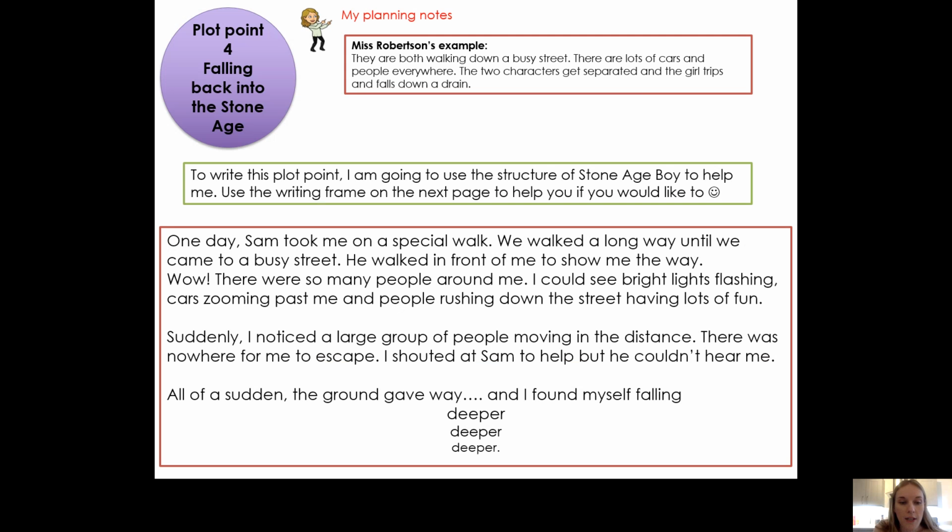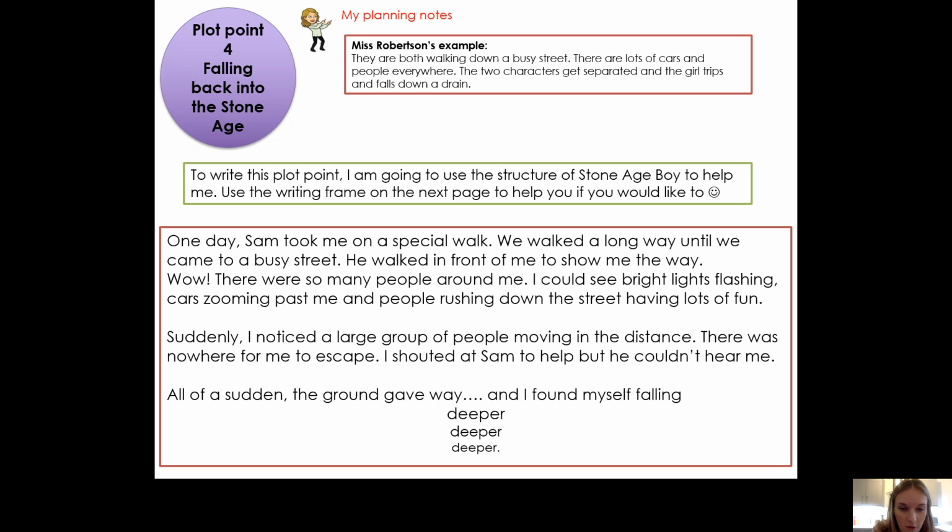Okay, so one day Sam took me on a special walk. We walked a long way until we came to a busy street. He walked in front of me to show me the way. Wow, there were so many people around me. I could see bright lights flashing, cars zooming past me, and people rushing down the streets, having lots of fun. Suddenly, I noticed a large group of people moving in the distance. There was nowhere for me to escape. I shouted at Sam to help, but he couldn't hear me.